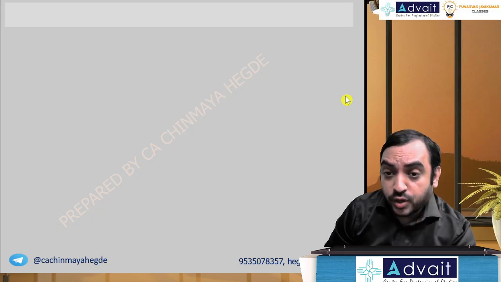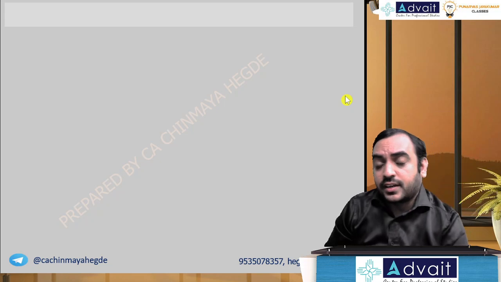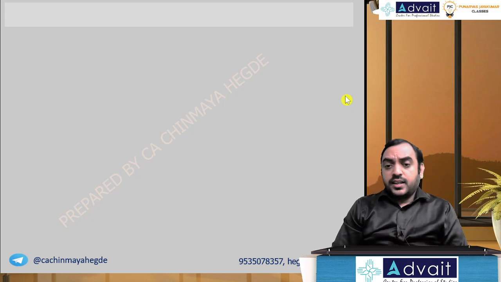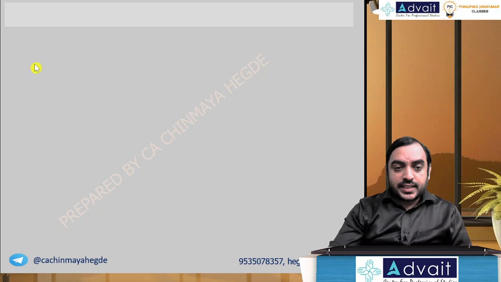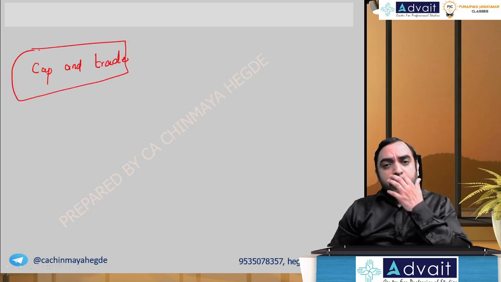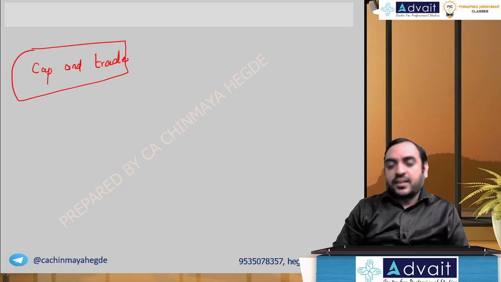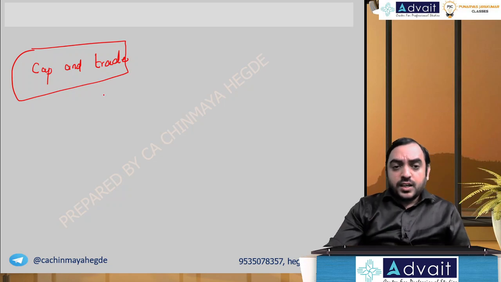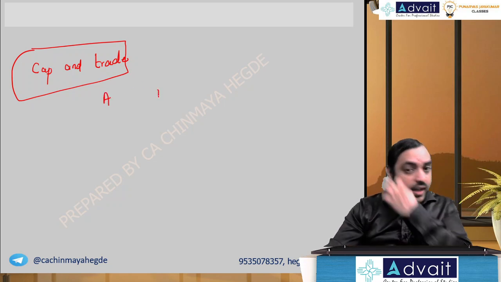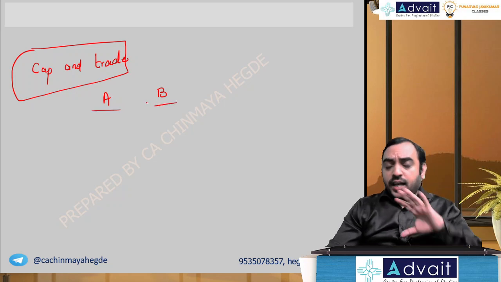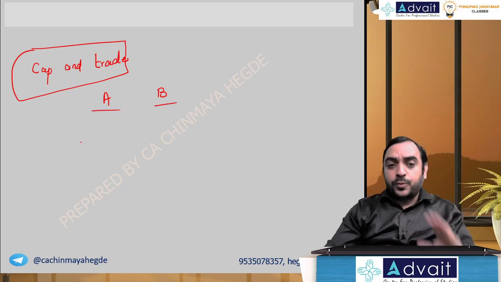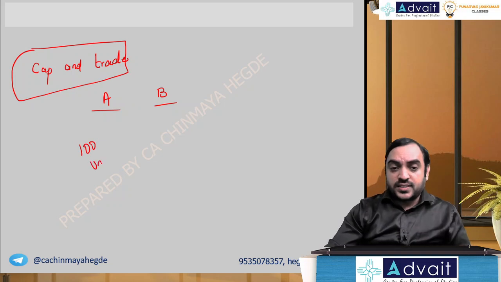Okay, a small overview on cap and trade. Okay, I'll quickly tell you what this cap and trade is. It is basically applicable on emissions, especially from factories. See, for example, in factory A and factory B, the government has told you can emit up to 100 units.